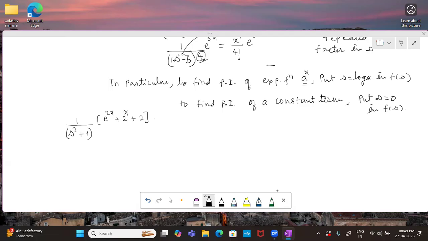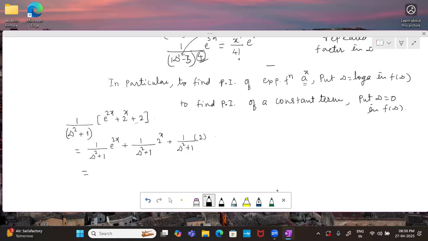Then in the function there are 3 terms. Term number 1, term number 2, term number 3. These are different, distinct terms, not identical. So write the separate PI of each term. So this is 1 upon d square plus 1 e raised to 2x plus 1 upon d square plus 1 operating on 2 raised to x, plus 1 upon d square plus 1 operating on 2. The number of terms is equal to the number of PI.